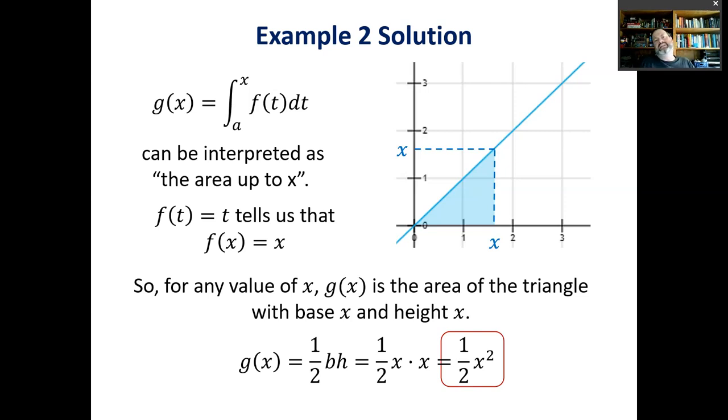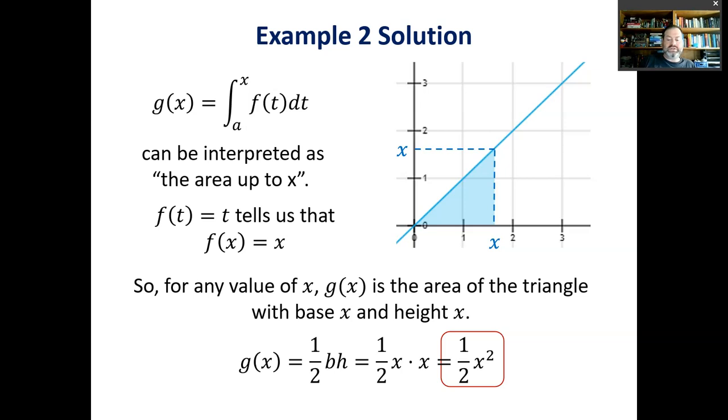So why did I do such a seemingly easy problem? One thing you want to notice here, and some of you may have already noticed that, is that if our function is f of x equals x, that's the derivative of this, right? So the question is, is that a coincidence? Did I pick this problem just because the area up to x gives us a function whose derivative is the original function? So does that always happen?